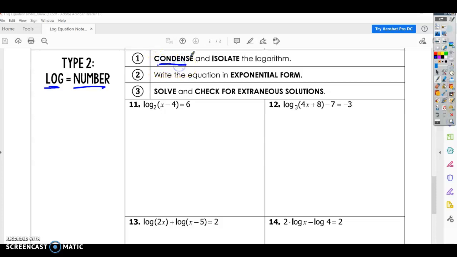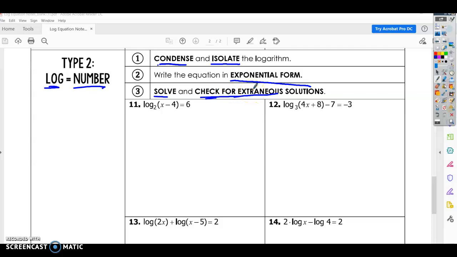So again, we're going to use our properties to condense. We have to isolate the logarithm, which means we need one single logarithm. And then we're going to write it in exponential form. If you remember back when we first started logarithms, the first thing we did was rewrite from logarithmic form to exponential form and exponential back to logarithmic form. So if you have forgotten that, go back and review that video. And then we're going to solve, and we're still going to check for extraneous solutions.